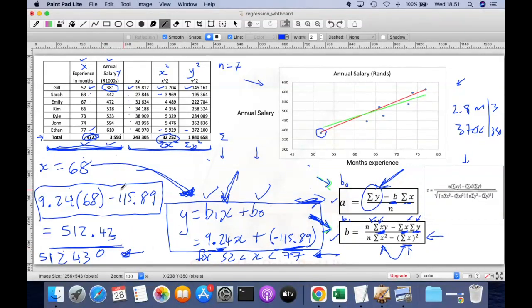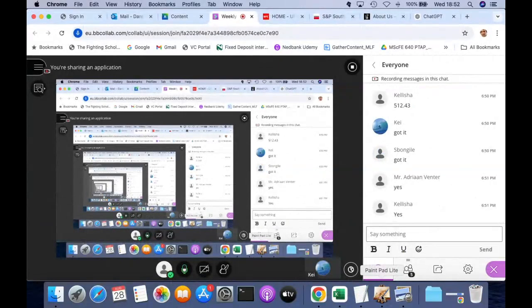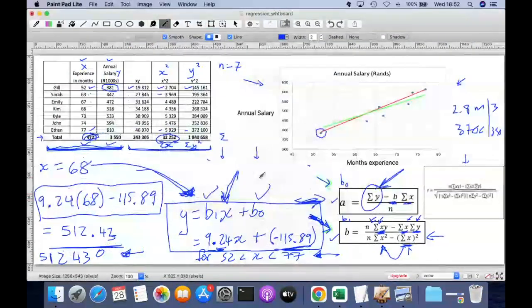Okay, does everyone understand how to make a prediction using this equation? Does it make sense to you? You feed in your x value, and out will come your y value, and you just need to express it in the units in your table.